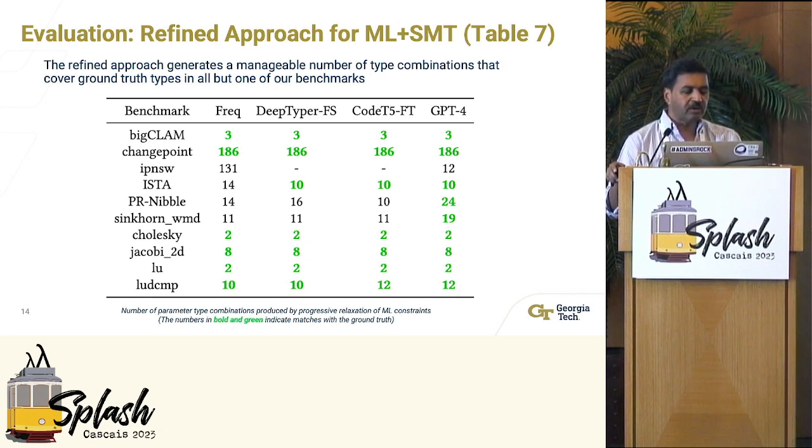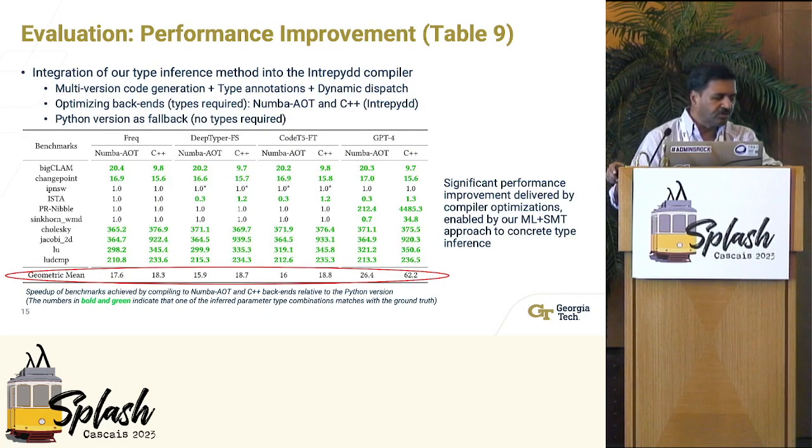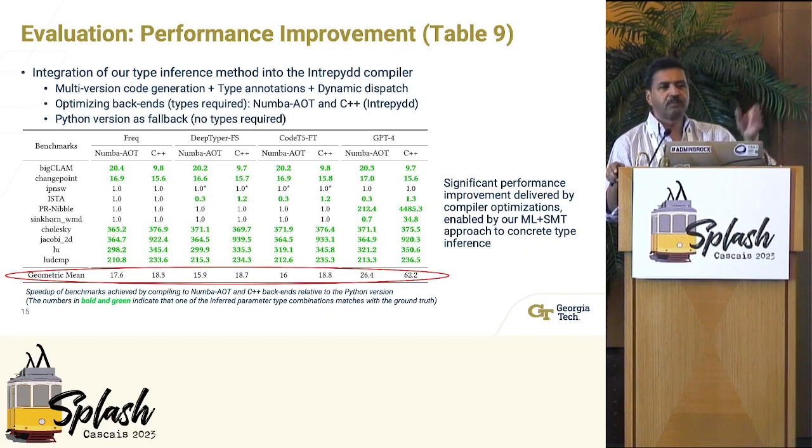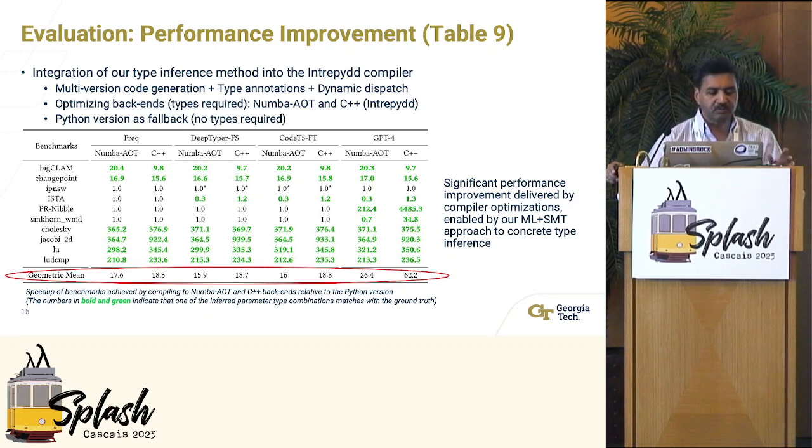For one benchmark, IPNSW, we did not happen to get a type that was in the ground truth, so we're going to fall back to the default Python version in that case. Which brings me to the performance results that are in the paper. What we see over here is that there are 10 benchmarks, one for each row. There are columns per ML model, and within that, there's a performance improvement relative to the original Python code when our types are fed into the Numba AOT model or when they were fed to our Intrepydd C++ code generator.